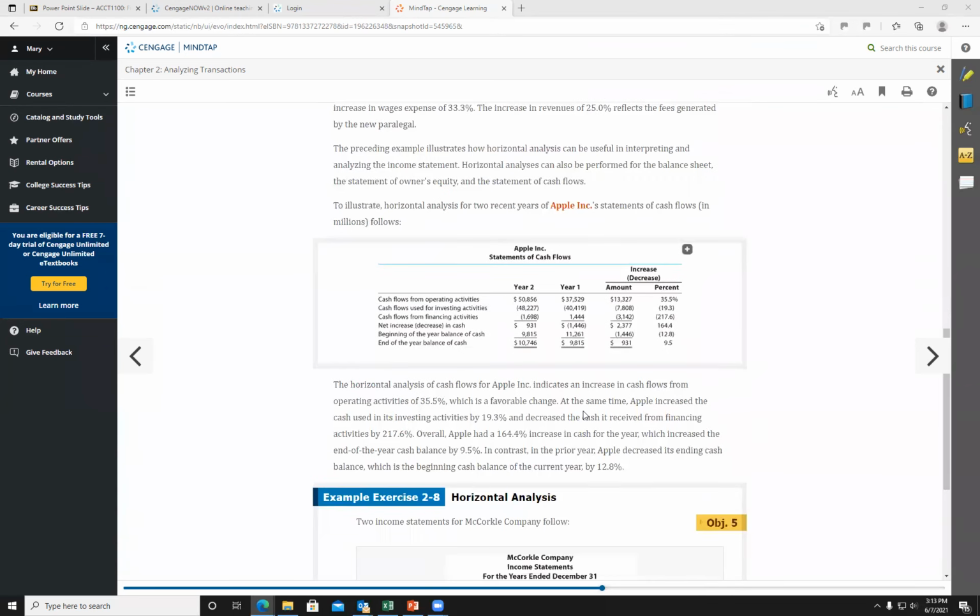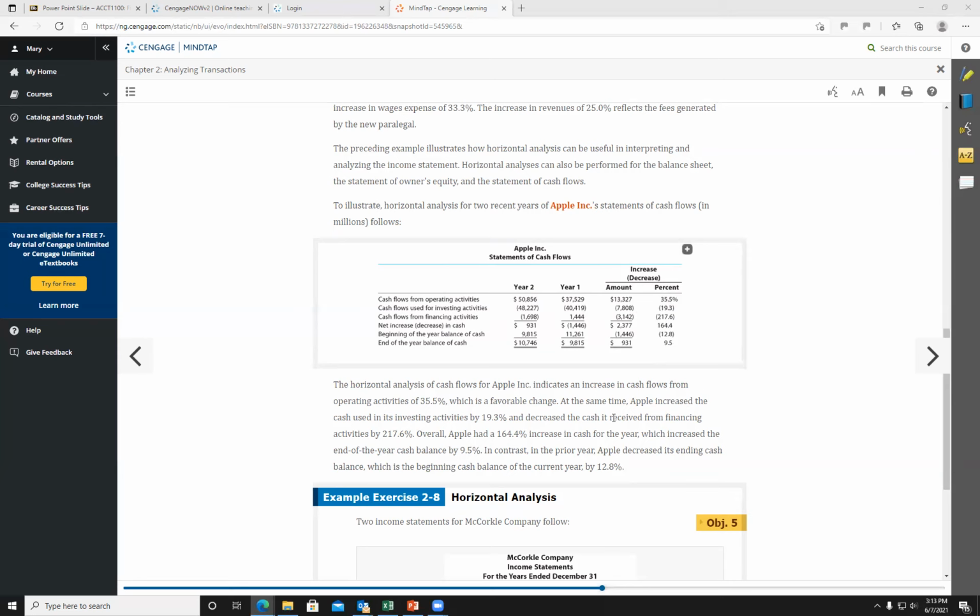Here's another one for statement of cash flows for Apple. Comparing their inflow and outflow cash activity for operating, investing, and financing to see how well or how poorly they performed with their cash flow.